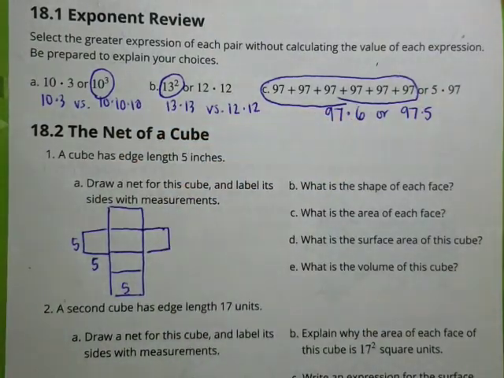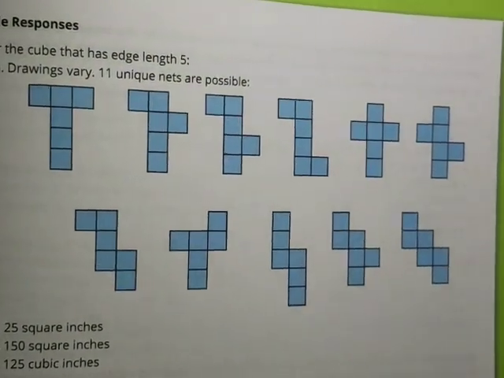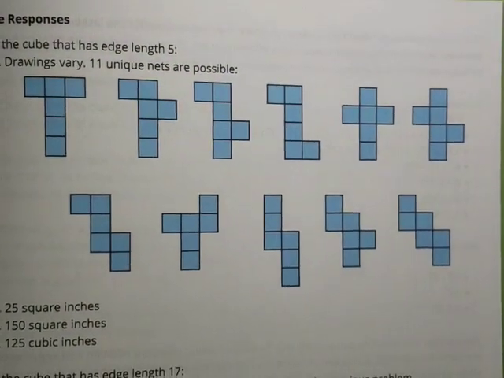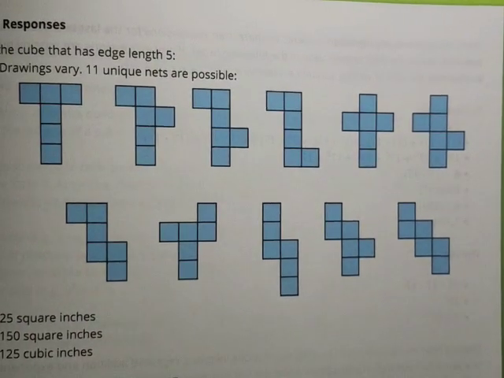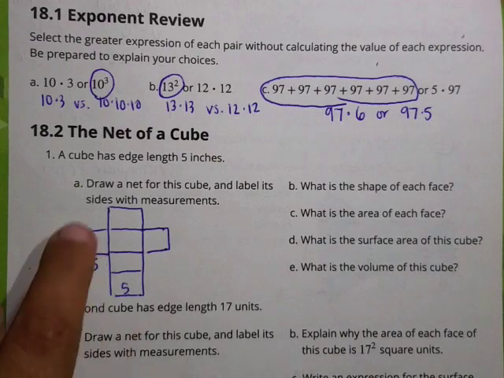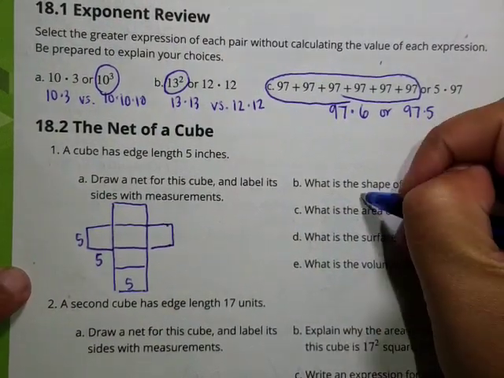So there's my cube. I'm going to show you all the different ways we could have drawn the cubes. So here's all the different ways you could have actually drawn the net of a cube. So if you have any of those, that actually works as well. So you can draw any of those. I just typically go with the T looking one. So the shape of each face is a square.